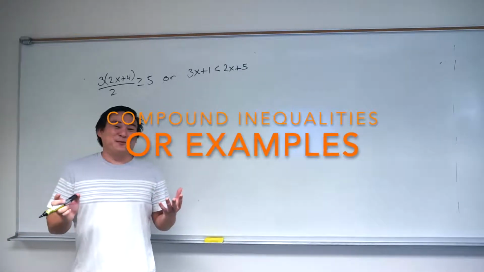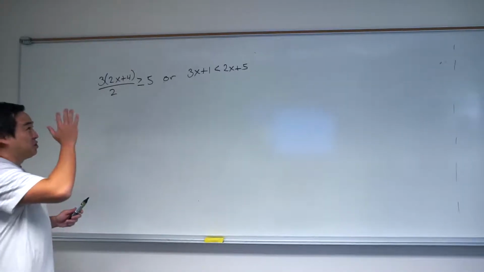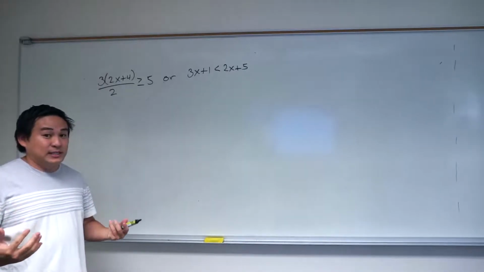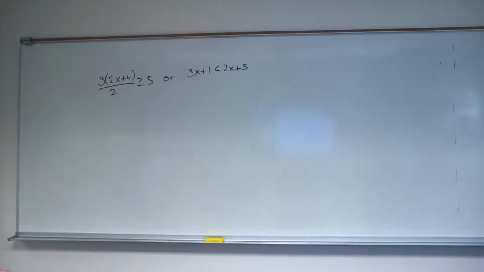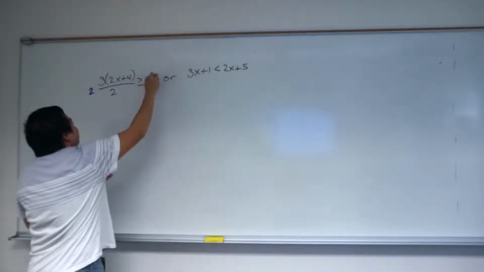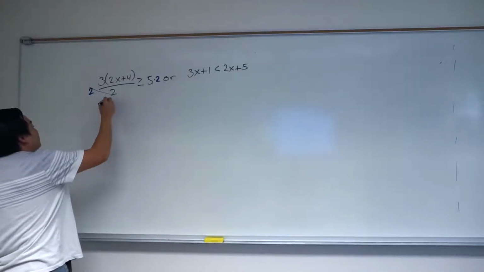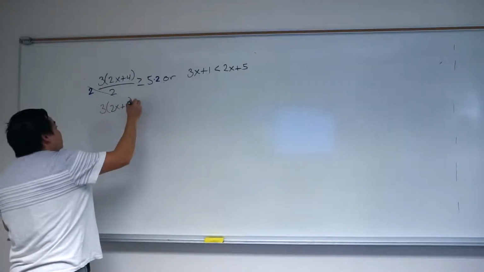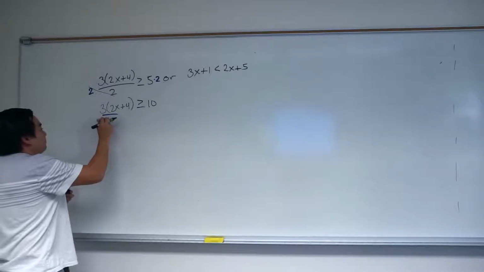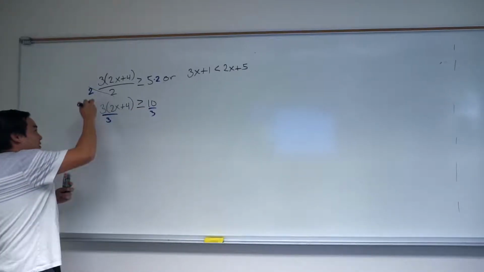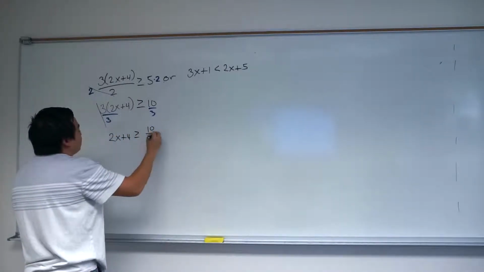Okay, so the next example that we're going to be discussing is the OR example. Just like what we did before, we're going to solve each of them individually, draw the graph, and see where the OR happens. So in the top part, we multiply both sides by 2, so that we get 3 times 2x plus 4 is greater than or equal to 10. And then divide both sides by 3. These cancel, and you're left with 2x plus 4 is greater than or equal to 10 over 3.